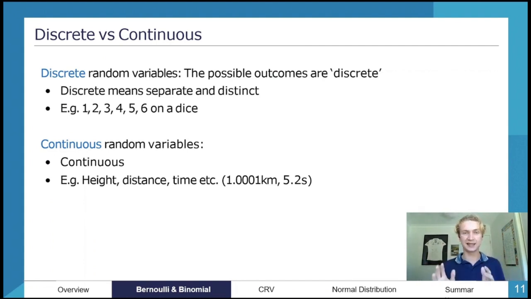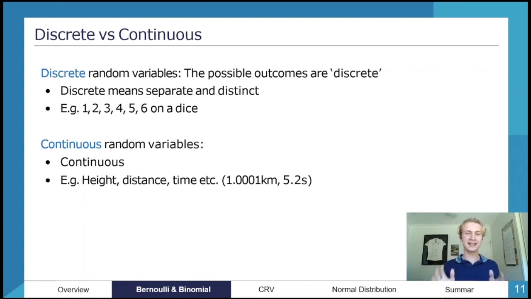They're separate and distinct. There is no spectrum or something like that. It is just set numbers, e.g., 1, 2, 3, 4, 5, and 6 on a dice. They're numbers. There's no 1.25, etc. There's only so many we can get. Whereas continuous is actually an infinite scale, and more interesting things happen when we have continuous random variables.